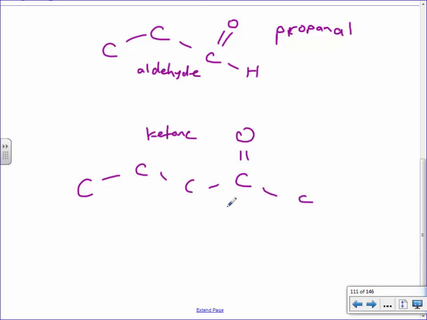Here's how you name a ketone. You change the ending to -one. So aldehydes, the -al is how it kind of works there. A ketone, the -one is the part we work with. So you're going to call this pentanone.